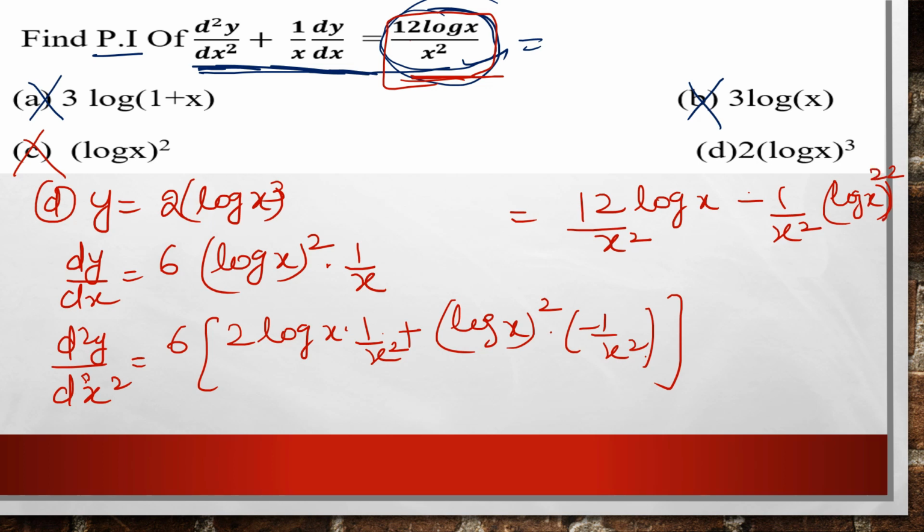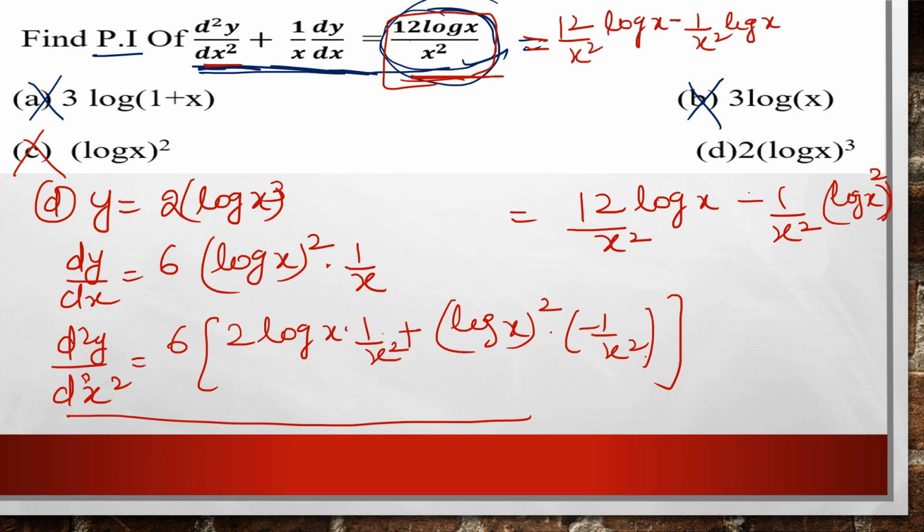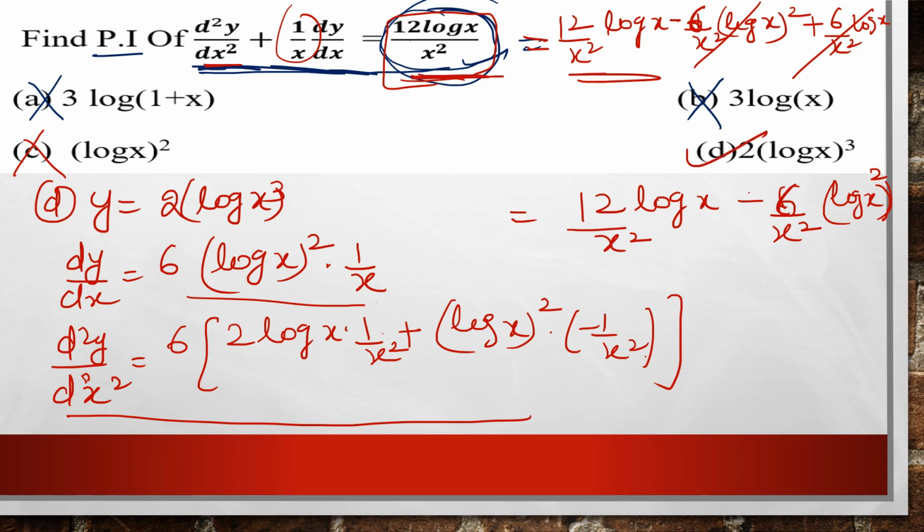Now just place the value in the given equation. So what is the value of d square y over dx square? Place it. So this is 12 by x square log x, minus 1 by x square log x whole square, and here we have 6, and again we get 6 over x square log x. 1 by x is this and another thing is this. This will be cancelled and you will get this thing. This is same as this. So option D is correct.